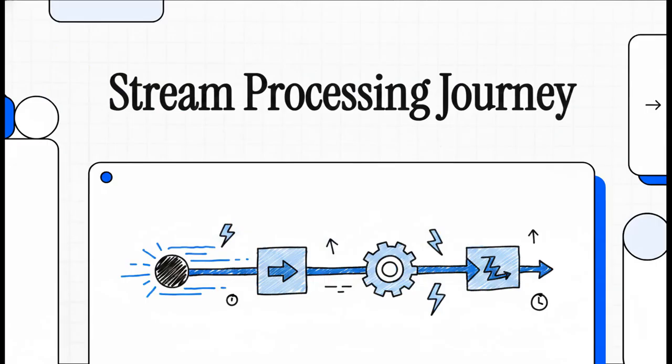Welcome to this explainer on Chapter 12 of Martin Kleppmann and Chris Riccomini's Designing Data-Intensive Applications. Today, we're going to follow a single piece of data on its high-speed journey through a modern architecture, zeroing in on the fascinating and sometimes tricky world of stream processing.